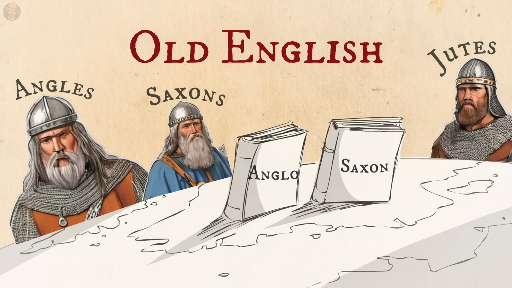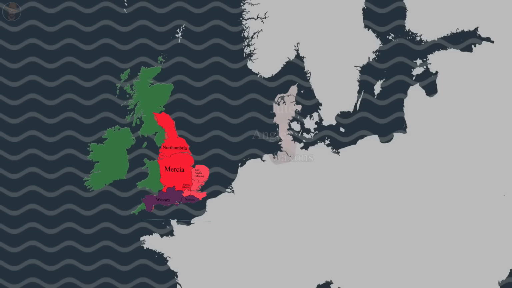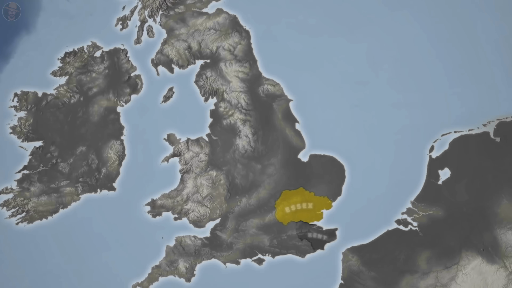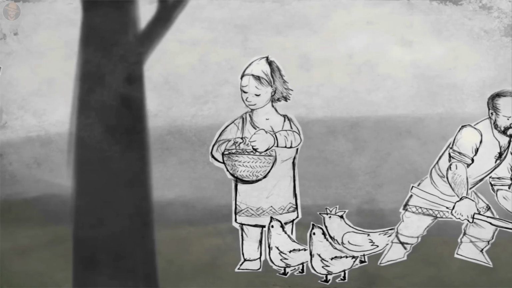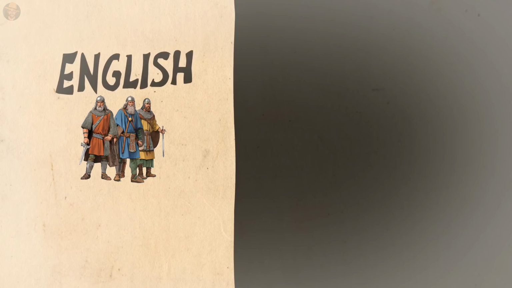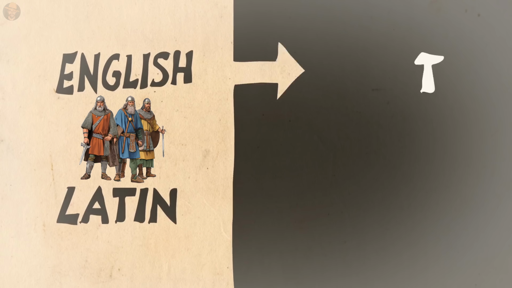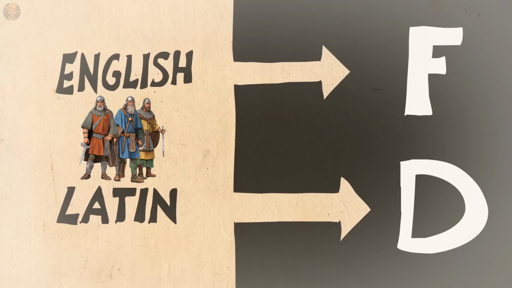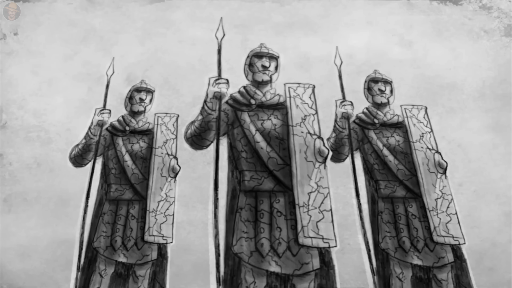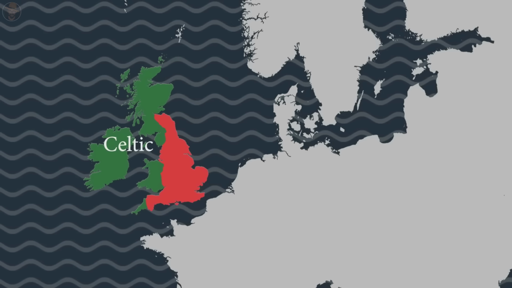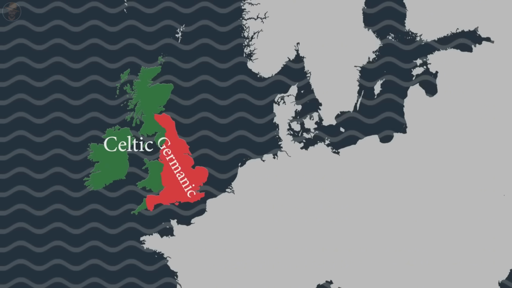English. As these tribes settled in different parts of Britain, they established small kingdoms and began to cultivate the land, building villages and fortifications. Their language, heavily influenced by their Germanic roots, started to take hold, replacing the Latin that had been prevalent under Roman rule and the Celtic languages spoken by the native Britons.